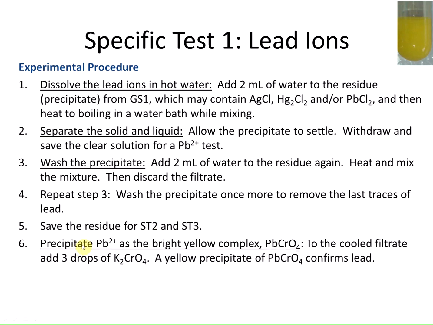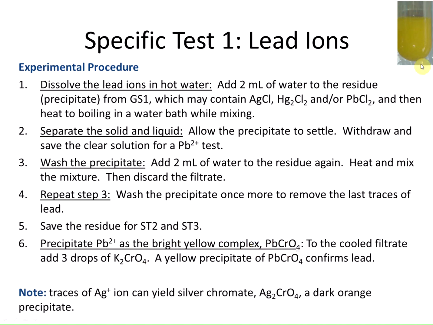So in step 6, to the cooled filtrate, you add 3 drops of potassium chromate, and if you get a yellow precipitate, that means lead chromate is there, so lead is one of your ions. You precipitate the lead 2 plus ion as the bright yellow lead chromate. Now remember, if you get an orange tint to your yellow solid, that means you have traces of silver ion that may have transferred over, and it will give a dark orange precipitate. But it should be a nice bright yellow if you have lead present.